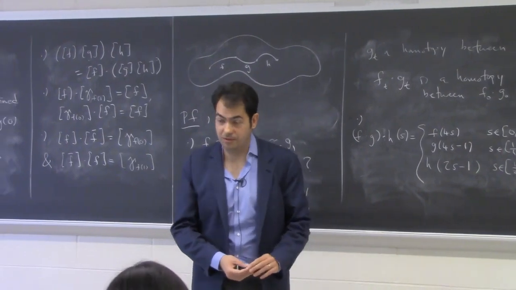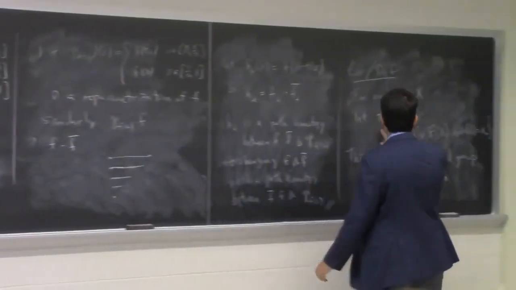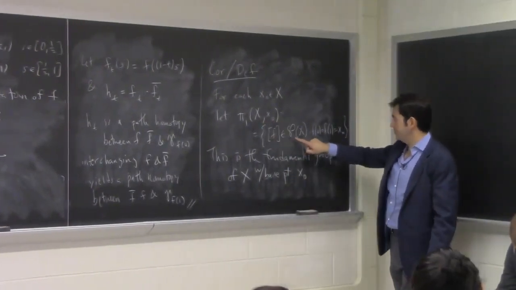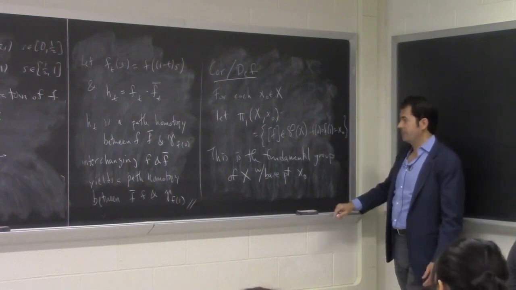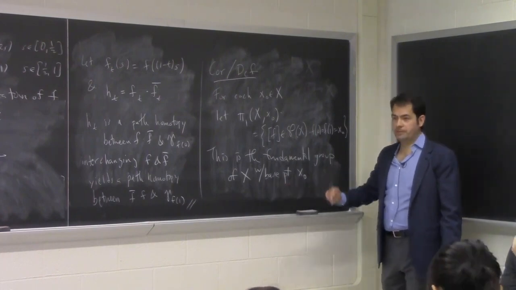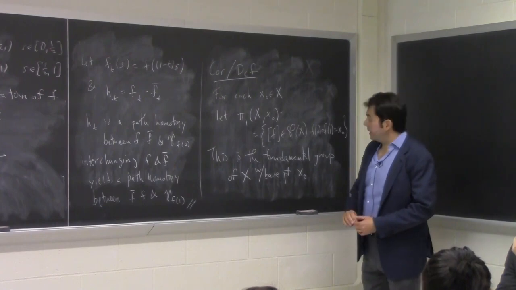Yes? Can you just read what it says all the way to the right? Yes. So this says let pi1 of X comma x naught be the set of equivalence classes in P of X such that f of 0 equals f of 1 equals x naught. And this is the fundamental group of X with base point x naught. OK.